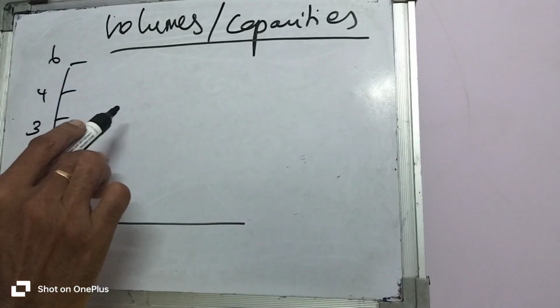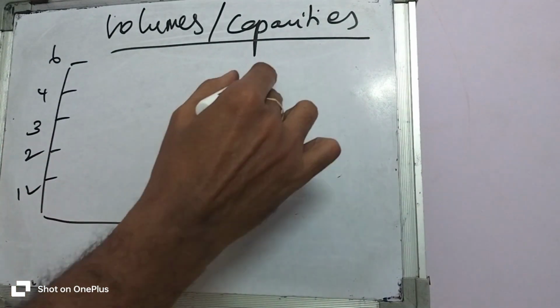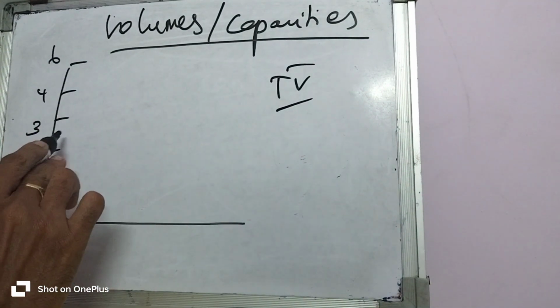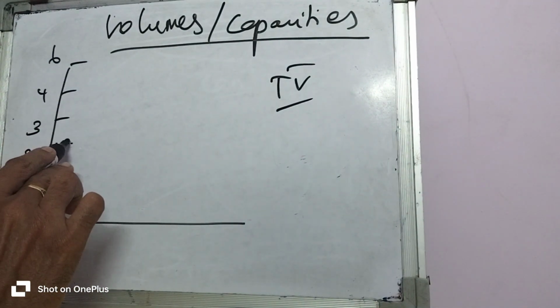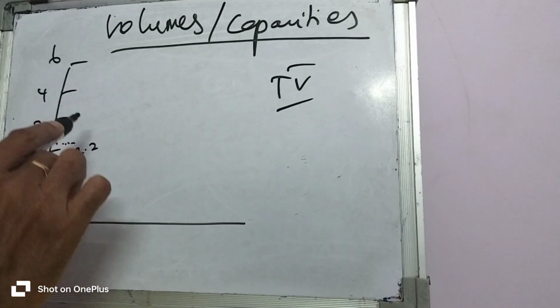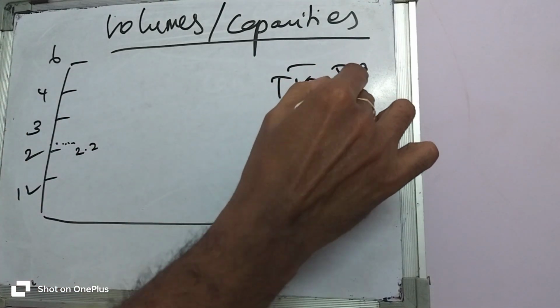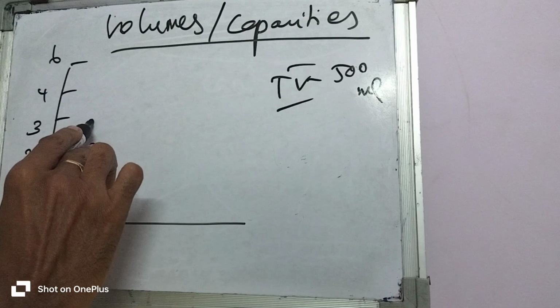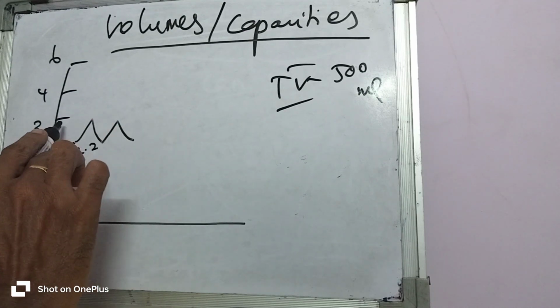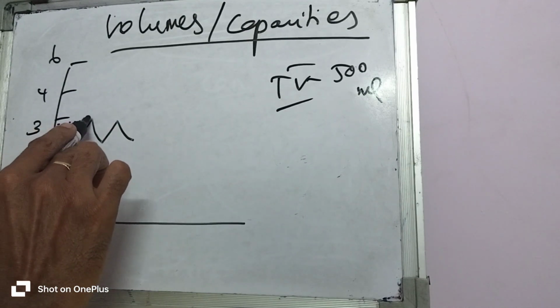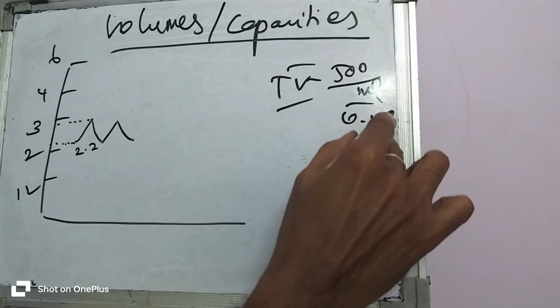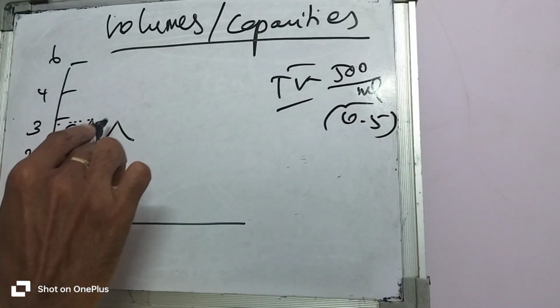So what is the first lung volume? It is the tidal volume. Tidal volume is the amount of air inspired and expired. For convenience sake, we'll start with 2.2 liter, and the value is 500 ml. So the amount of air inspired and expired, the value goes from 2.2 to 2.7 if you add 0.5 liter. So either this inspiration or this expiration is called tidal volume.